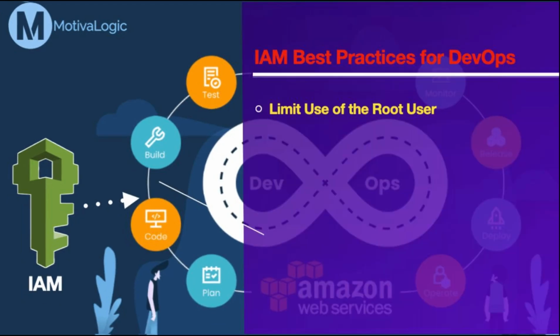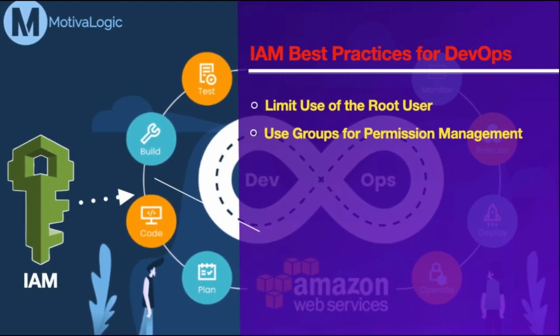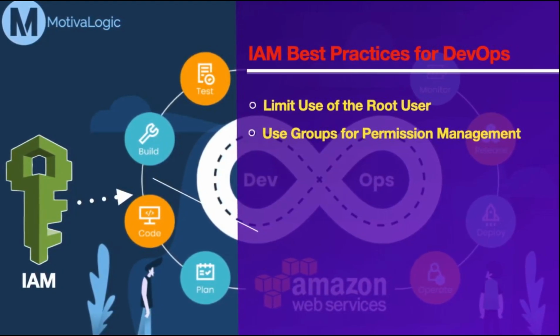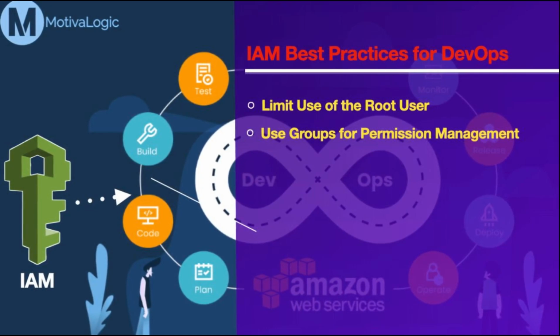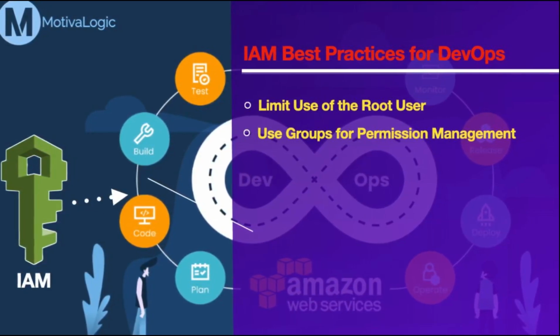Limit use of the root user. The root user has unrestricted access to all resources, making it a prime target for attackers. Use individual IAM users for regular tasks, reserving the root account for emergencies or account management. Use groups for permission management. Managing permissions through IAM groups simplifies the process by applying sets of permissions to multiple users, reducing errors and streamlining policy management.